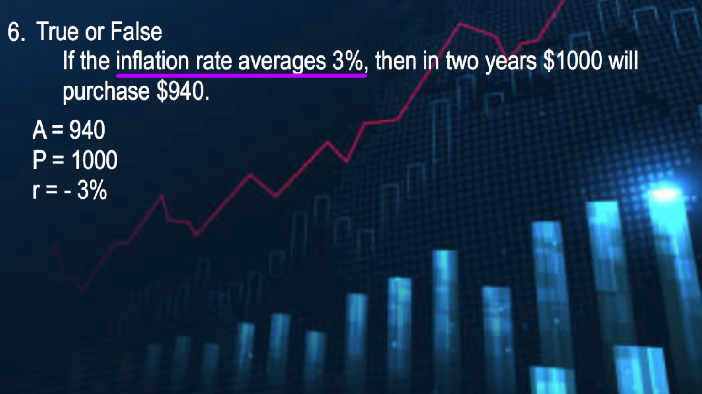The rate is negative 3%. The inflation rate averages 3%. When currency becomes inflated, its value decreases. So an inflation rate is a negative rate. We can rewrite negative 3% as negative 0.03. N is equal to 1. And T is equal to 2 because we are looking for what happens after 2 years.